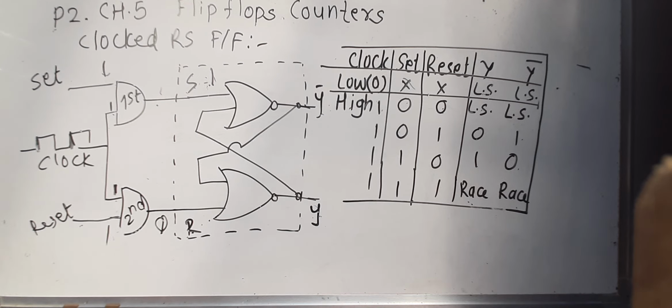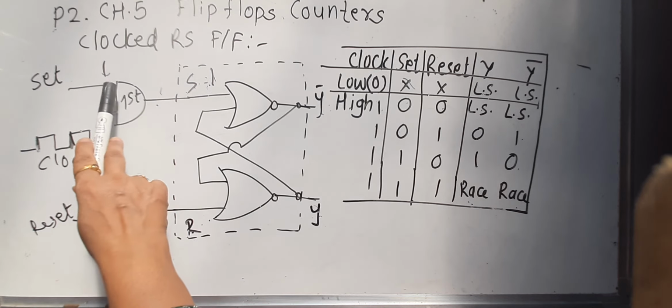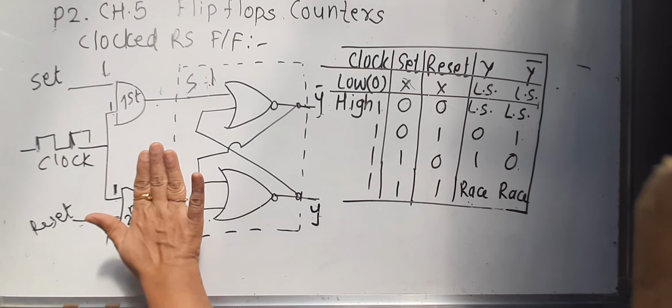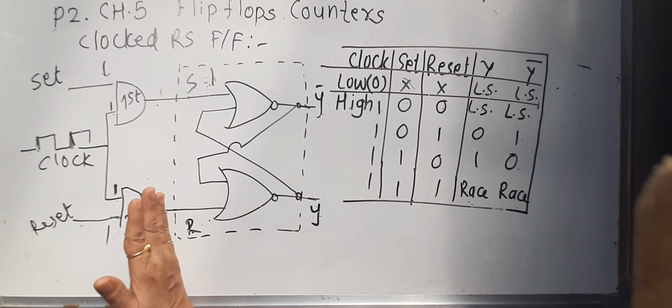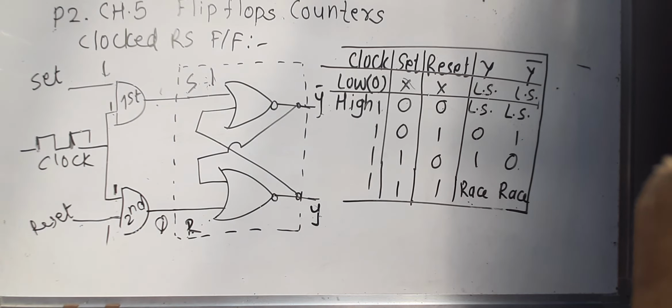So when it is asked to explain clocked flip-flop, then we have to use such arrangement before every flip-flop. Same arrangement before RS flip-flop, same arrangement for D flip-flop, same arrangement for all remaining flip-flops.